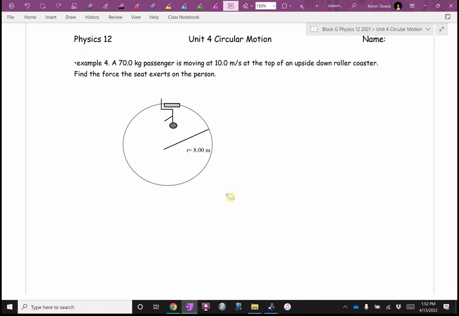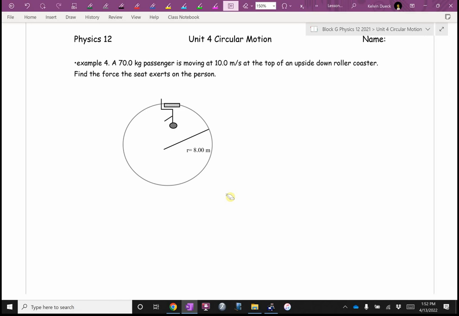A 70-kilogram passenger is moving at 10 meters per second at the top of an upside-down roller coaster. Find the force the seat exerts on the person. What force is this question really asking me to find? Normal force. Okay. You know what this is a good job for? A free body diagram. What path are we tracing out? Let's remember that. Okay. Well, what are the forces acting on this person?